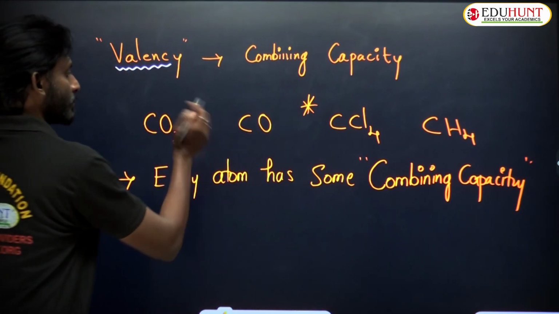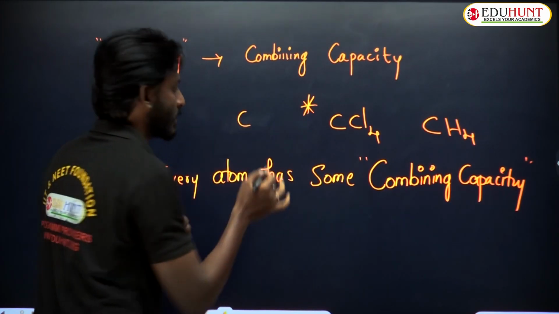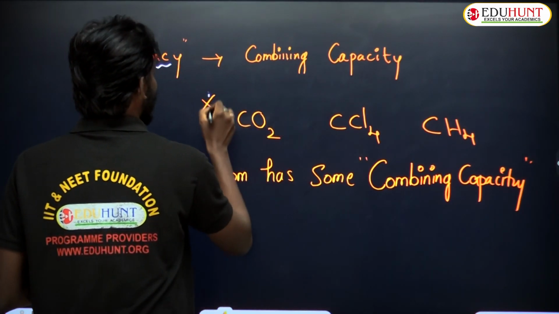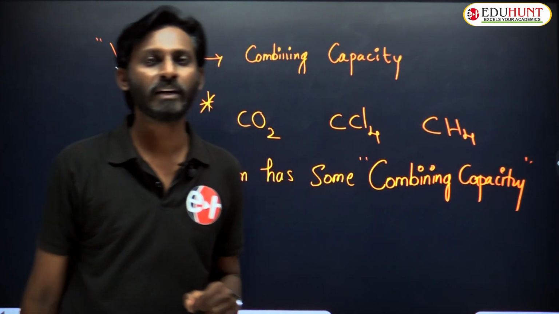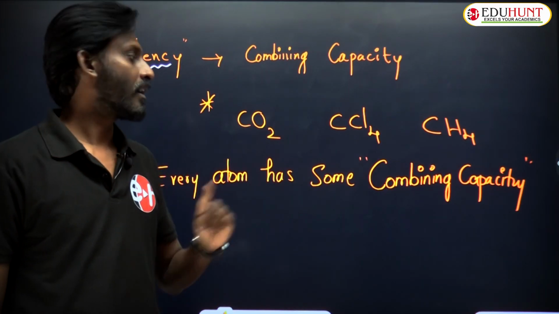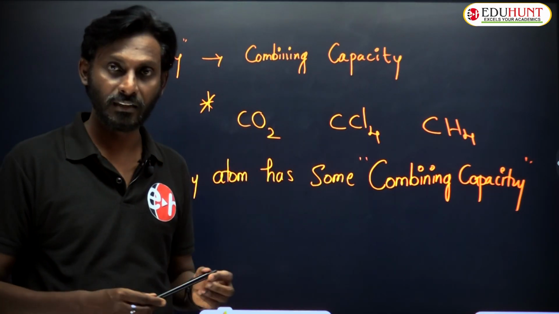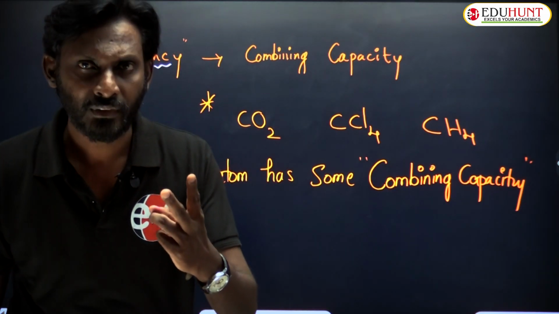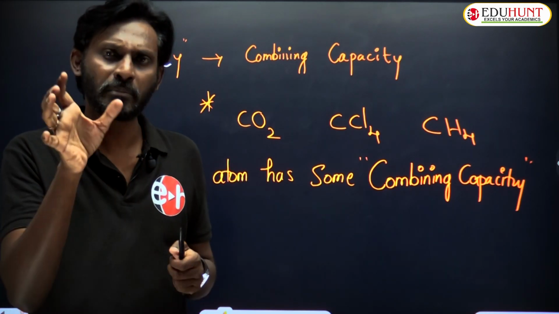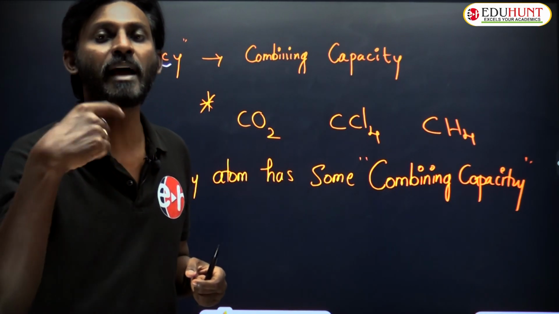The CO example is an odd thing, so keep it aside. I'll explain CO later. By looking at these three examples, what can you understand? Carbon has a capacity to combine with 4 hydrogen, with 4 chlorine, and with 2 oxygen. Carbon is an element and it has a carbon atom. The carbon atom has a particular capacity to combine with other atoms.